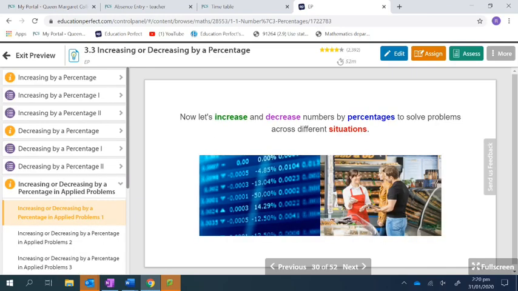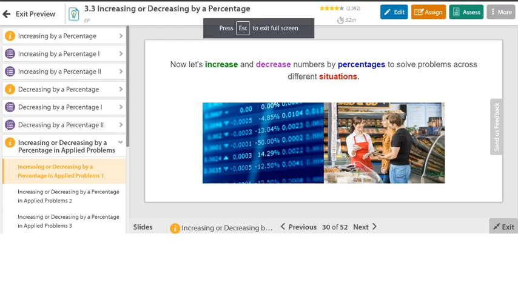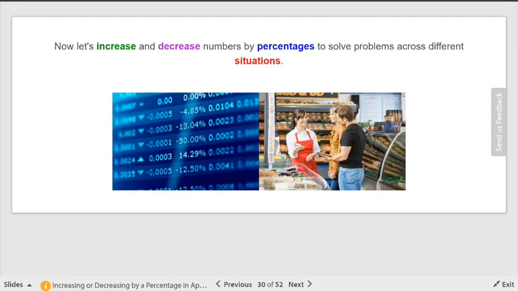So now let's apply what we've just learned. Let's increase and decrease numbers by percentages to solve problems across different situations. That's their really wordy way of saying, let's do some word problems, some applications. Again, we're just increasing and decreasing numbers by percentages. So it's just going to be either add to the percent or subtract from the percent and then multiply by the decimal you get. So don't panic.